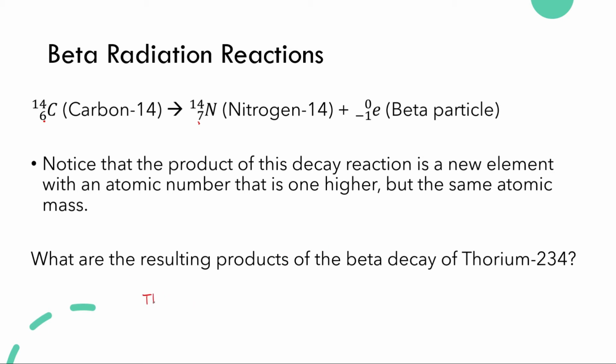So we'll start with this, thorium-234. Thorium is element number 90. And that is going to decay to something plus our beta particle, 0 minus 1 E. And in this case, remember our mass number doesn't get changed, so 234. And our atomic number is going to go up by 1, so 91. So all you have to do is look up what the 91st element is, and that is protactinium, I think. I'm not 100% sure how to pronounce it, but it's Pa.